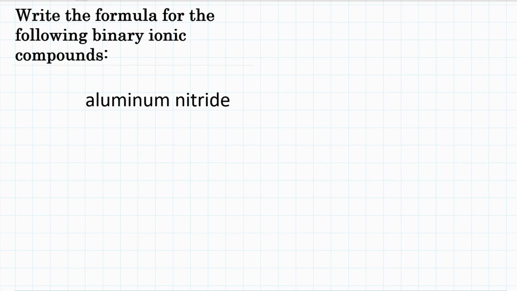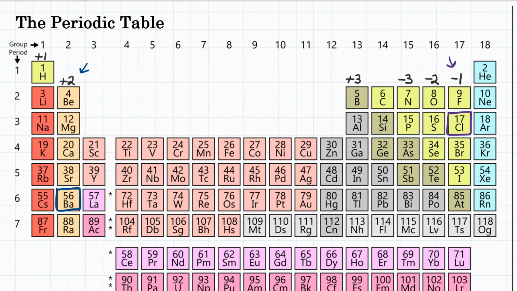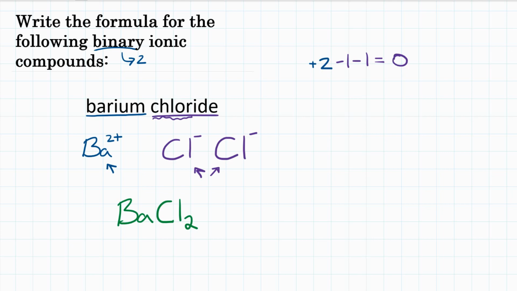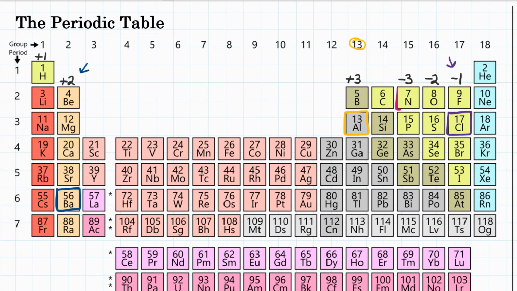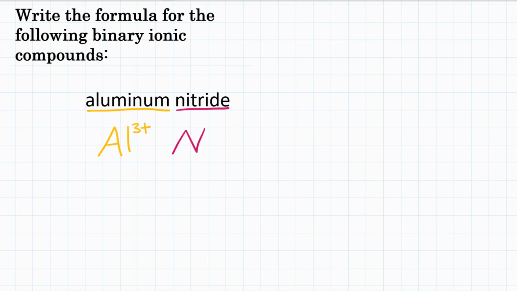Okay, aluminum nitride. Aluminum is our metal. What charge will it form? Aluminum is element 13 on the periodic table. It is in group 13, and all those metals in that group will be +3. So aluminum will become +3. Nitride is nitrogen. So let's go find nitrogen. It is right here, and will become a -3. So nitrogen is always a -3. So aluminum is +3, nitrogen is -3. If we just had one of each, well, 3 minus 3 equals 0. So we are neutral. So our formula is just one of each, AlN.